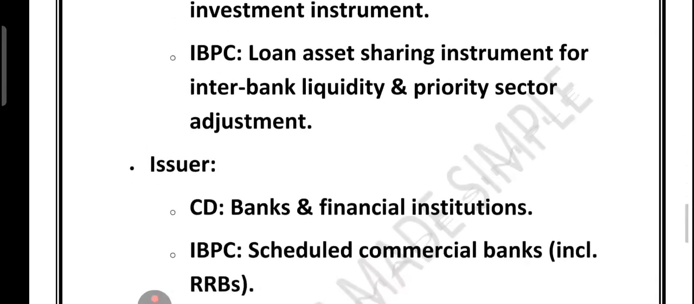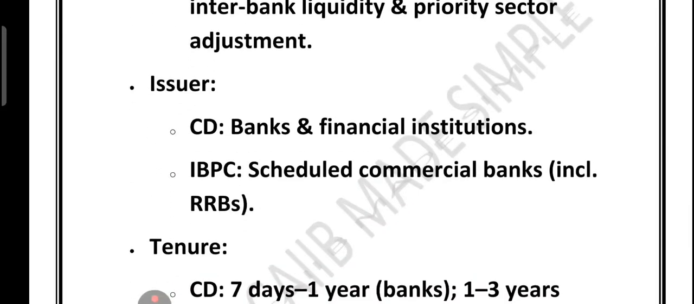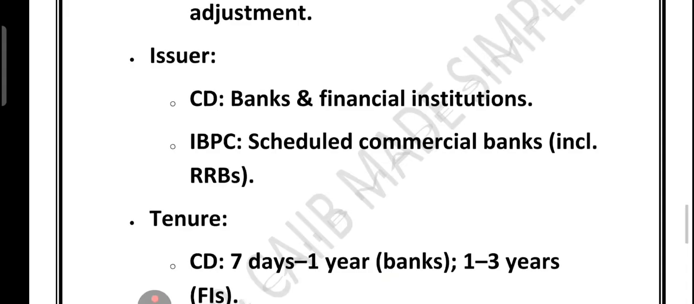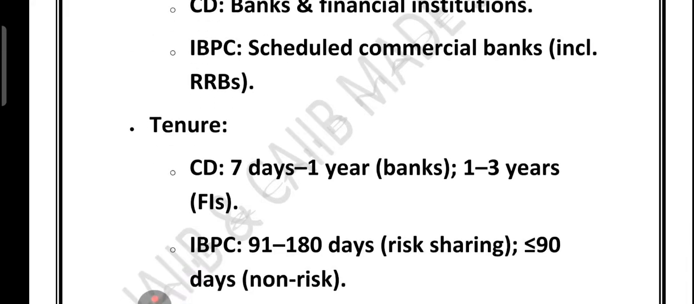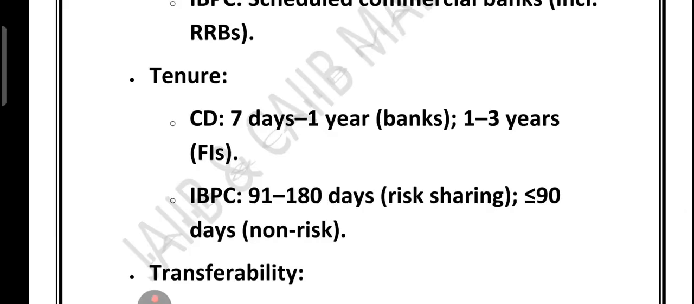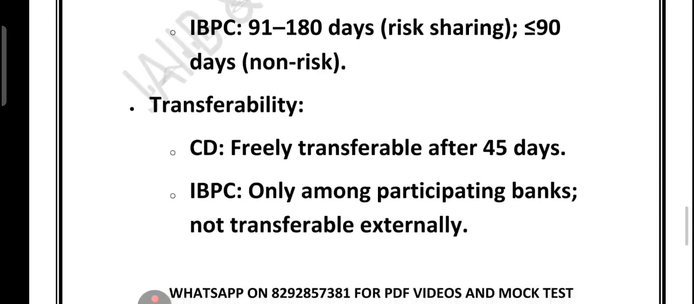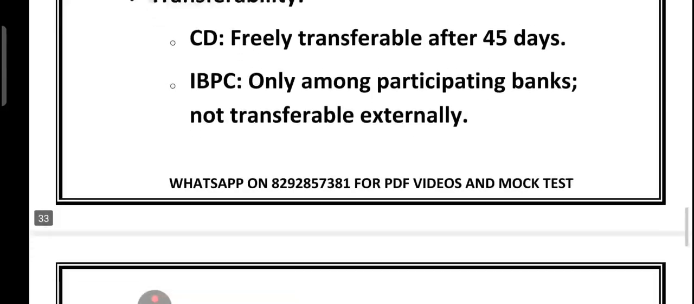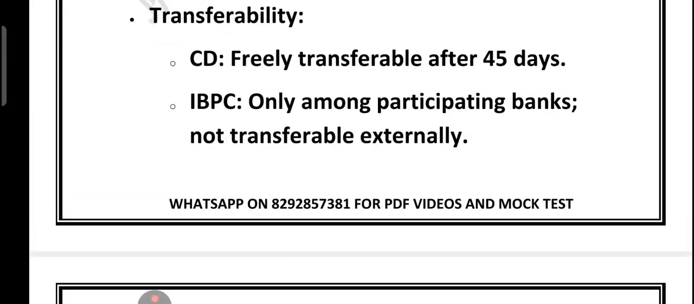Second point is regarding the issuer. So remember, CD is issued by the bank and financial institution, while IBPCs are issued by the scheduled commercial bank including RRB. If you look at the tenure, so CD tenure is 7 days to 1 year for banks, 1 to 3 years for FIs, and IBPC tenure is 91 to 180 days risk sharing and less than 90 days for non-risk sharing. Transferability, CDs are freely transferable after 45 days, and IBPCs are transferable only among the participating banks. No external transfer can happen. So remember, CD can be traded, IBPC cannot be traded.